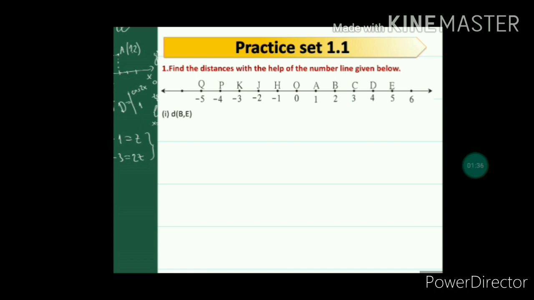Question number 1. Find distance between B and E. Here, coordinates of B is 2 and coordinates of E is 5.